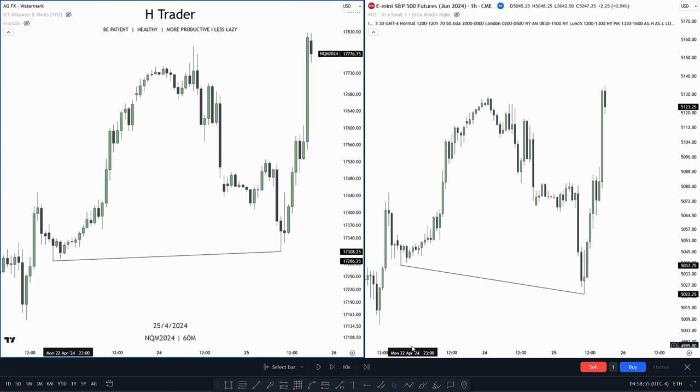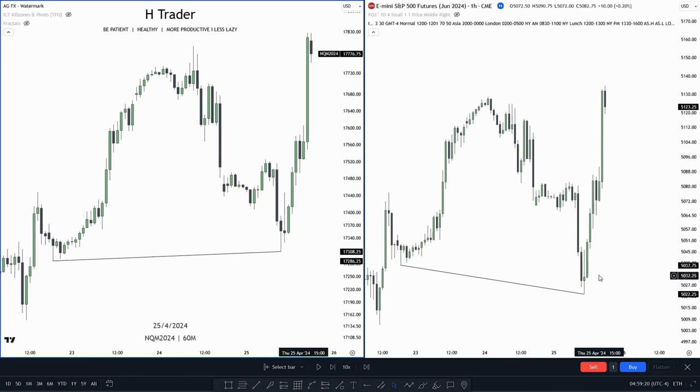A bullish example of this would be right here, where we can see on the left we have the NASDAQ, and on the right we have the S&P 500. On the NASDAQ, we can see that price is moving lower, and then price makes a higher low compared to this low over here. But then on the S&P 500, we can see price is also moving lower.